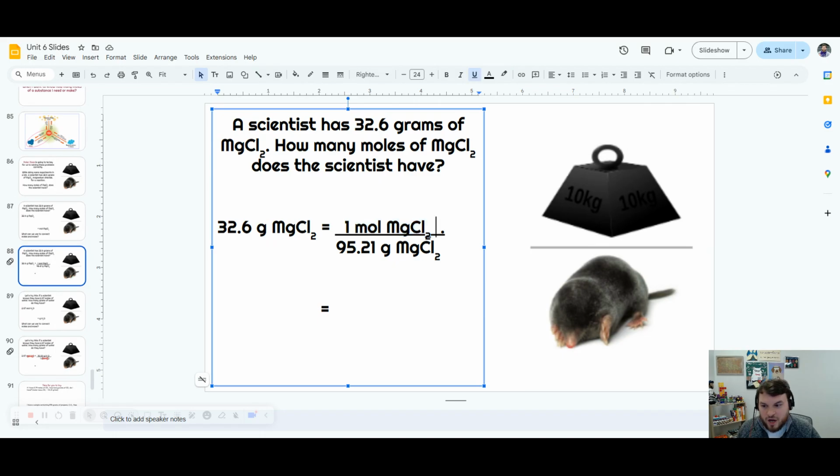And we need to set up this ratio so that our grams unit cancels out, okay? So typically our molar mass would be written grams per mole, right? So we would have 95.21 grams for every 1 mole. But we can flip that around where we have 1 mole in that many grams whenever we need to cancel our units out, right? And so that's what we're doing here. We have 32.6 grams of magnesium chloride times 1 mole of magnesium chloride over 95.21 grams of magnesium chloride. Our grams are going to cancel out, okay?